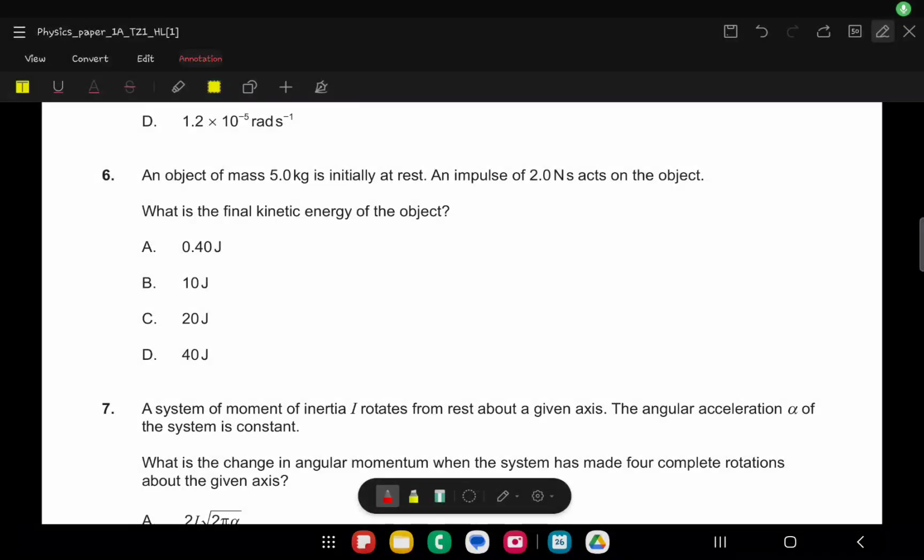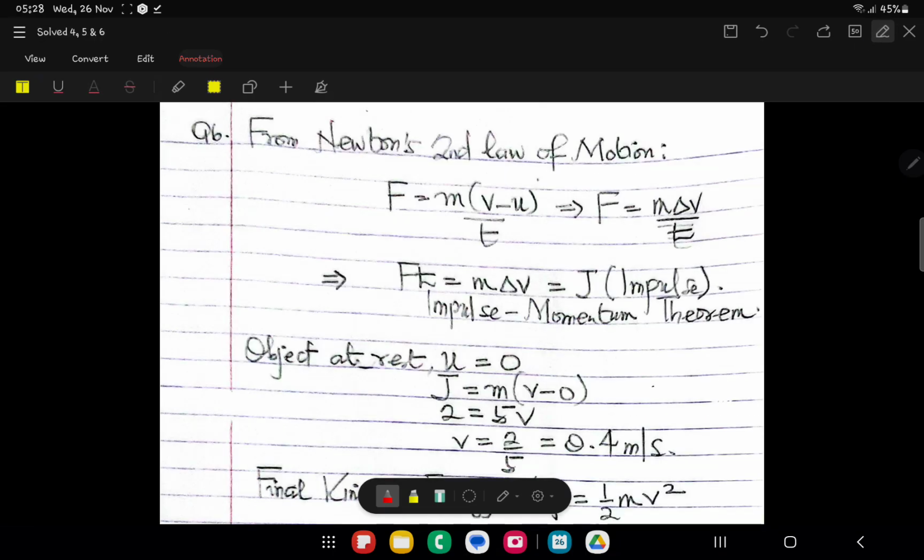Now, question number 6. An object of mass 5.0 kg is initially at rest. An impulse of 2.0 newton second acts on the object. What is the final kinetic energy of the object? This is also very straightforward. All right, so let's delve into the solution.